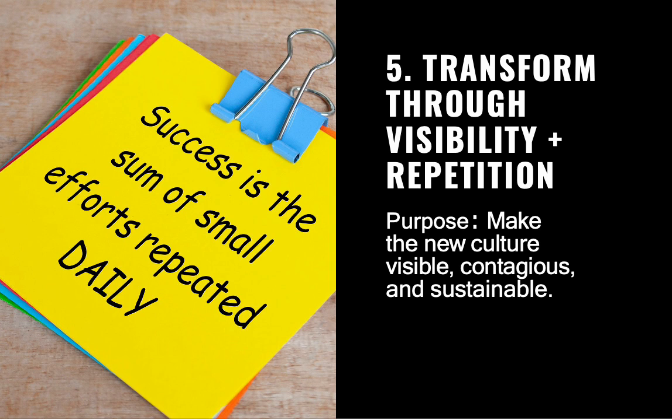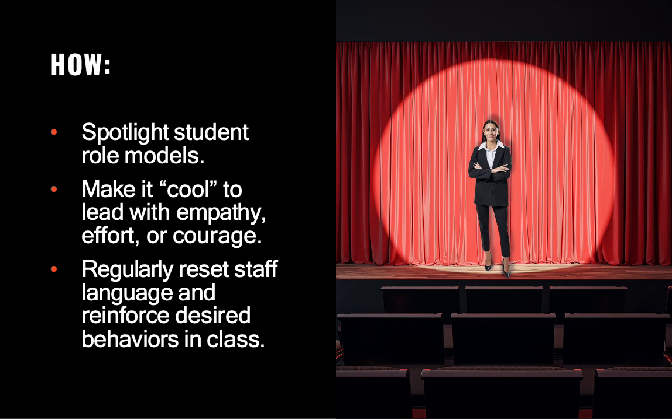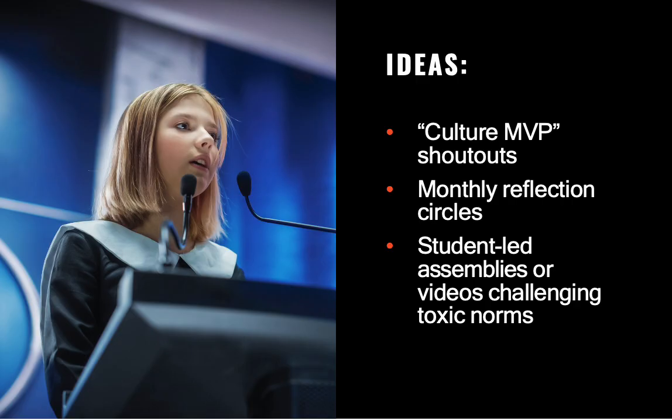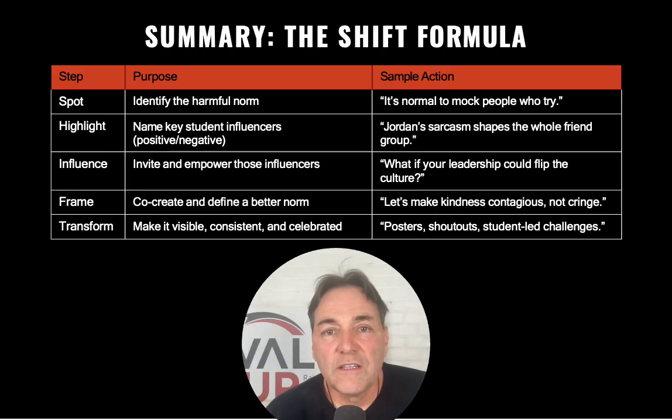And number 5, the T in the shift model: transform through visibility and repetition. Purpose: make the new culture visible, contagious, and sustainable. Spotlight student role models. Make it cool to lead with empathy, effort, or courage. Regularly reset staff language and reinforce desired behaviors in class. A couple ideas you could do is have culture MVP shout-outs, monthly reflection circles, student-led assemblies, or videos challenging toxic norms or promoting new, positive norms. Yeah, so the idea is to not take these negative norms and be punitive with them, but to have a slow change, right? To slowly change some of those negative norms into positive ideas.